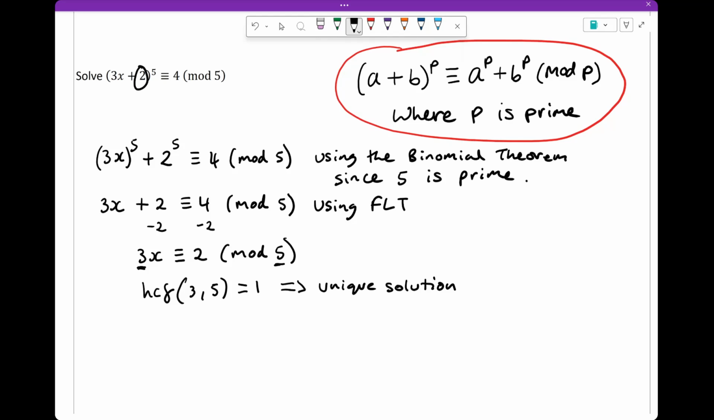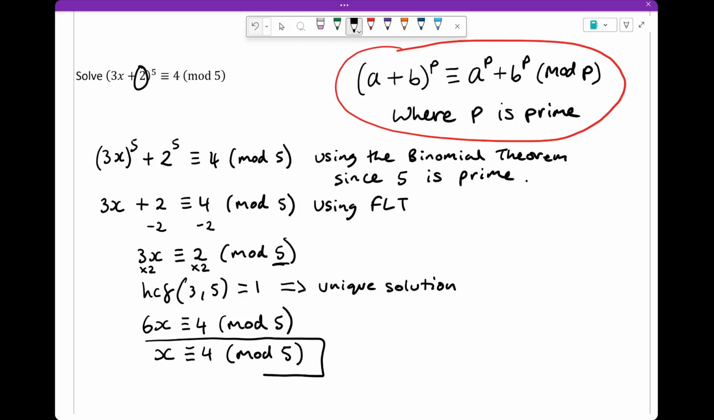So now what I need to consider is what do I need to multiply the 3 by, the value multiplying x, to make it 1 more than a multiple of our mod, which is 5. Well, if we multiply by 2, we get 6, which is 1 more than a multiple of 5. So I'm going to multiply by 2 on both sides of my congruence relation. So we get 6x is congruent to 4 mod 5. And since the 6 is 1 more than a multiple of 5, we can reduce it down to a 1. So we get 1x is congruent to 4 mod 5, and that would be my final solution to the original congruence relation.